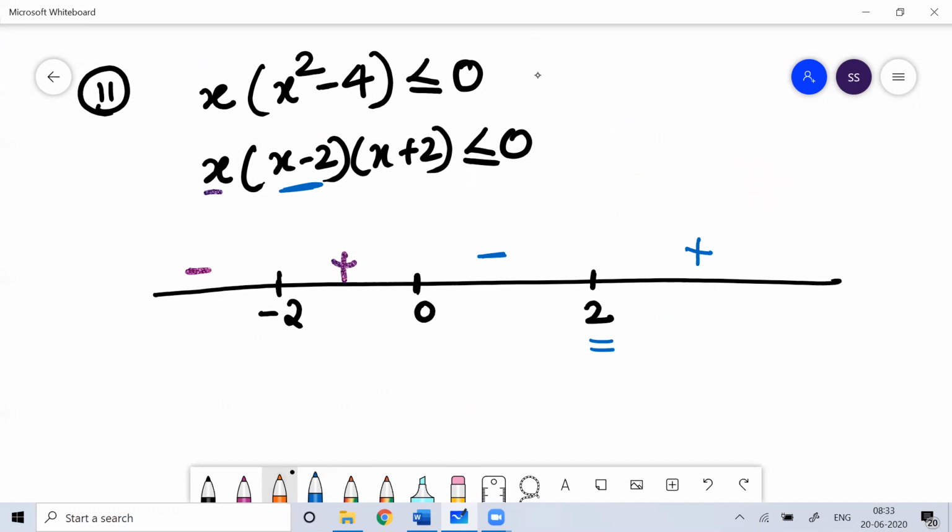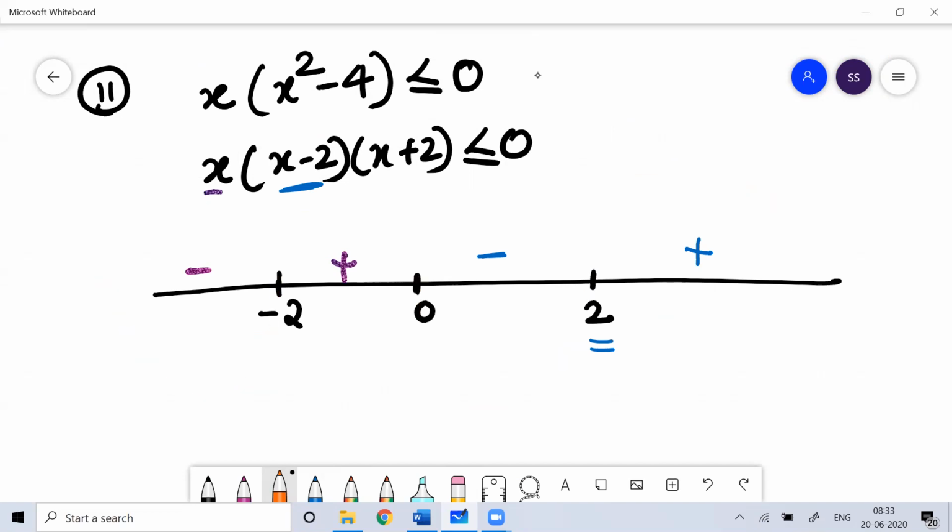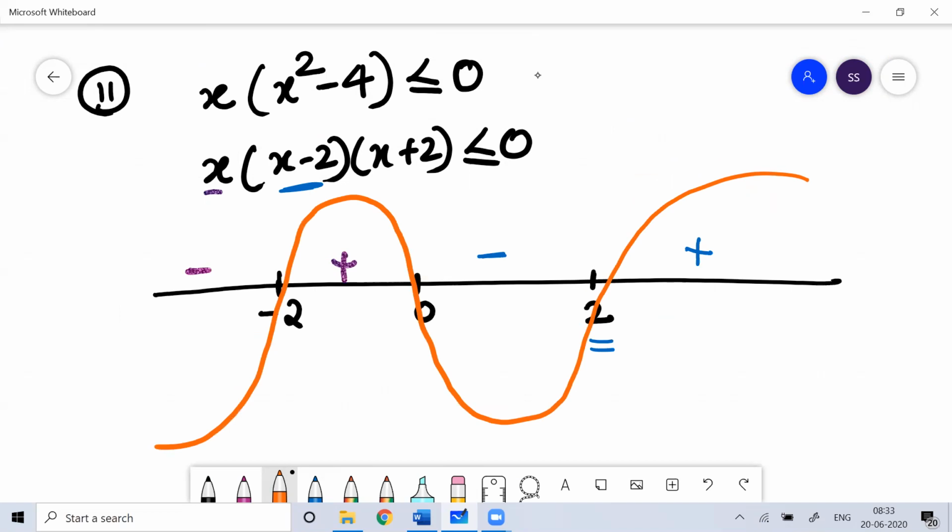Now, if you want, you can plot a wavy curve here. So this is your wavy curve. Here the value you're looking for is less than or equal to, so equal to is also there.